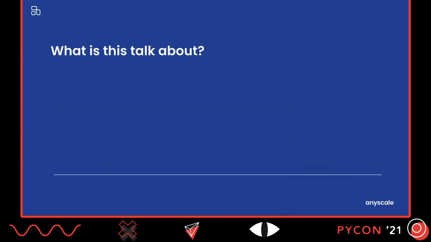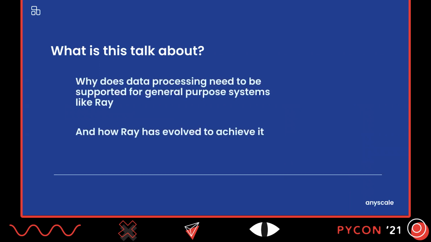What is this talk about? The talk is primarily about Ray and how it evolves over time to support data processing. I'm going to go through why data processing support is important for general purpose systems like Ray, as well as what kind of architectural changes we've made over time to support that.